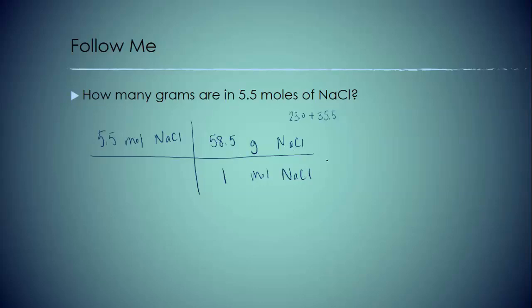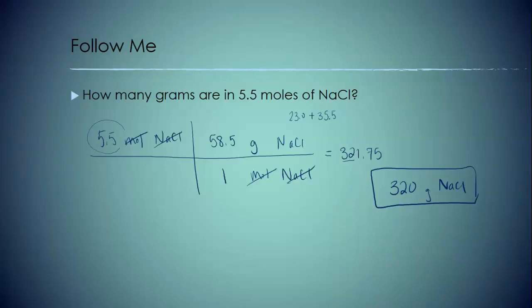So 5.5 times 58.5 is equal to 321.75. Can I keep all of that? No, of course not. These have canceled. These have an infinite number of sig figs, so it's just down to this one. 2 sig figs right here. It means I can keep the 3 and the 2. Don't you dare call this 32 because we have to keep our place value. So it'll be 320 grams of NaCl. There is our answer to this particular problem.